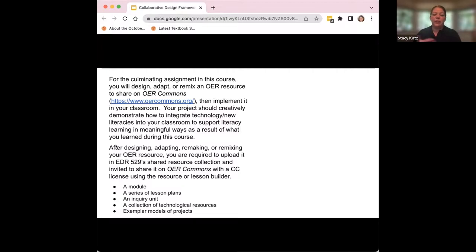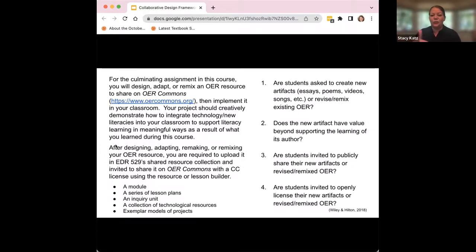And then they were required to either upload it to the shared resource collection or to share it on OER Commons. I'll talk a little bit more about that. But you can see students were asked to create new artifacts or remix existing OER. It had value beyond the class, and they were invited to publicly share it and then openly license it.